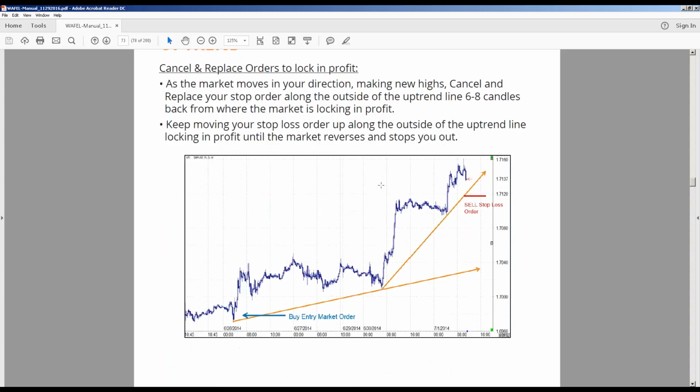Here's an example. Cancel and replace. As the market moves in your direction making new highs, cancel and replace your stop order, or just move your stop order along the outside of the uptrend line, 6 to 8 candles back from where the market is, locking in profit. So if you enter over here and your stop is below your entry and the market starts moving in your favor, you can draw a very aggressive uptrend line. And as the market moves up, you just keep on moving your stop on the outside of the uptrend line until the market eventually breaks that uptrend line and stops you out. But then you would have locked in profits.